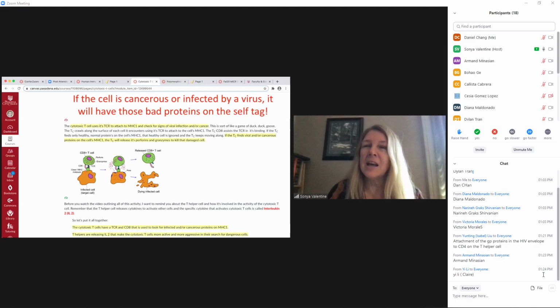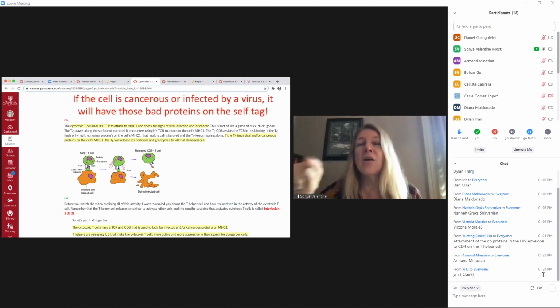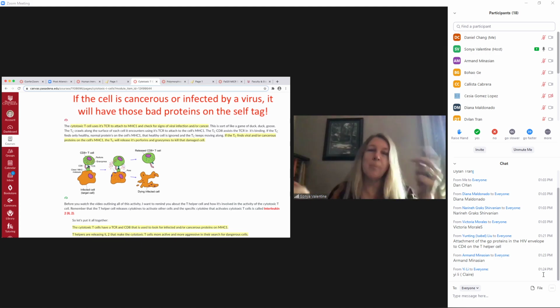The cytotoxic T cells do the opposite. They're cytotoxic. They go around and kill your own cells that are infected. So two totally opposite jobs, right? The T helper is the cheerleader, and then the cytotoxic T goes around and destroys your cells that are infected.